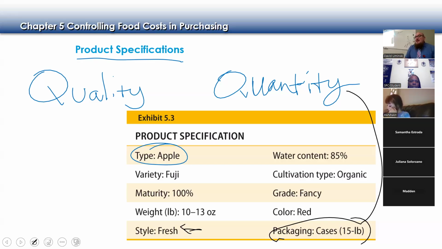If we think back on chapter 4, we talked about that price value relationship. If our customers are not willing to pay a higher price, then we probably can't get away with selling prime meat. We have to maybe go with a select or choice. Okay. Sorry, Juliana, go ahead.